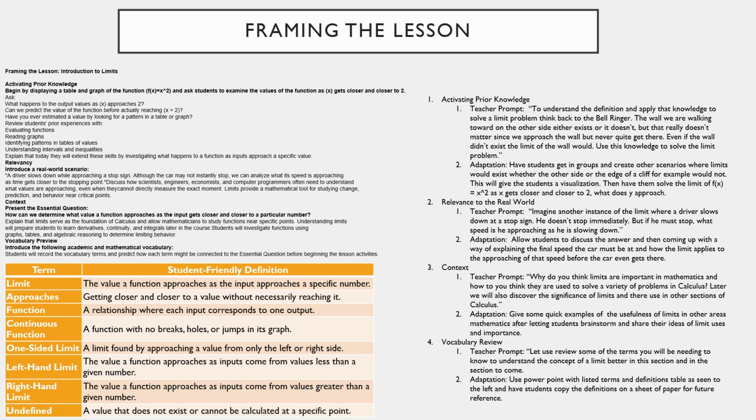I would allow the students to discuss in groups or discuss the answer as an entire class and come up with a way of explaining what the final speed of the car must be and how the limit applies to that speed being approached even before the car gets there. So that's kind of a real world example of what the limit looks like. Okay, just like the bell ringer.